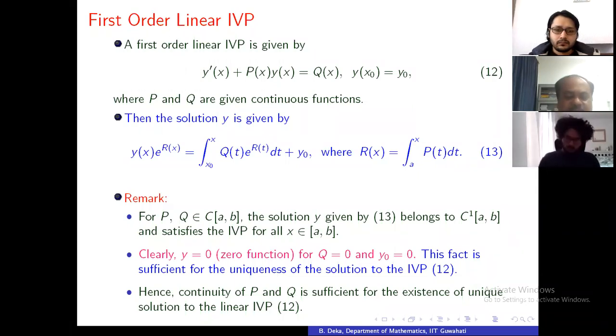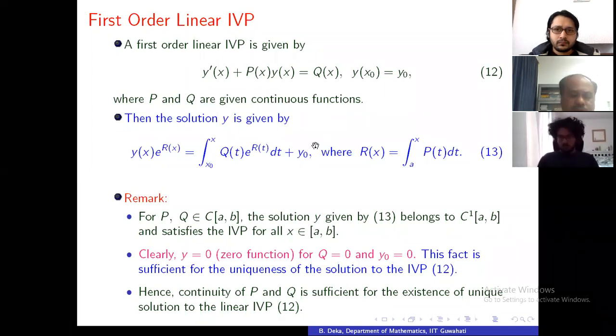Therefore, if the given functions p and q are continuous, then it is sufficient to ensure that this initial value problem has a unique solution. So if your given functions are continuous, that ensures the uniqueness of a solution of equation 12.